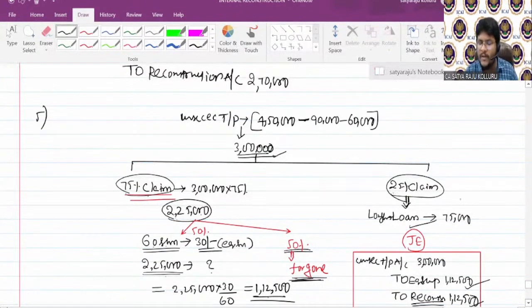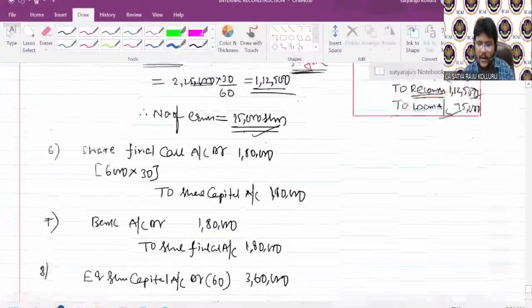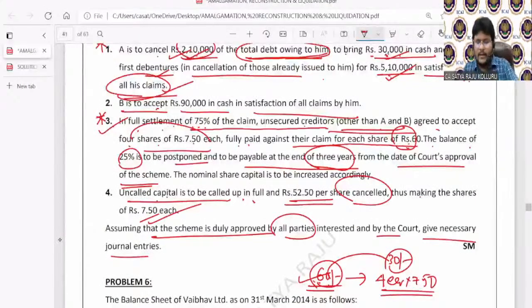Sir, what about the remaining 25% claims? They are just converted into a loan. That's why the entire unsecured trade payable account is debited. Equity share capital account is credited with 1,12,500, and the balance foregone amount you can transfer to reconstruction account, and the 25% claim you can transfer to loan account. That is the impact of point number 3, guys. Hope you understand. Is it clarified, guys? Now? Fine. So with this point, problem number 5 is successfully completed, guys.